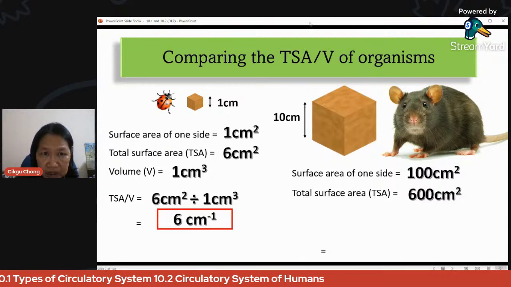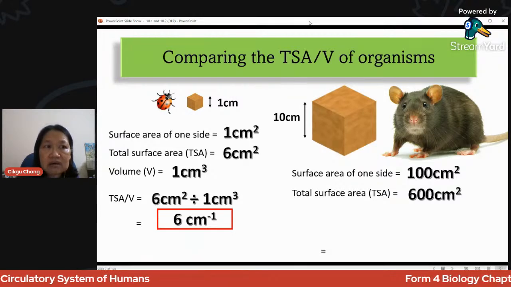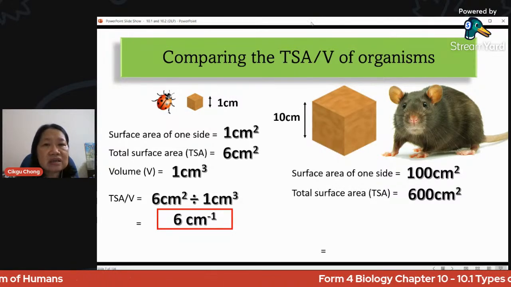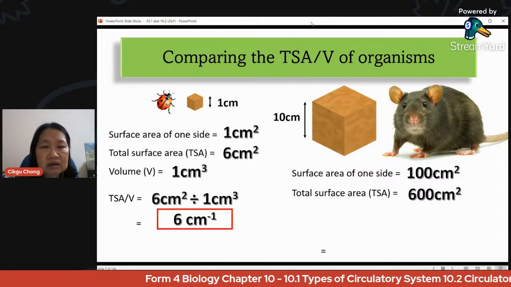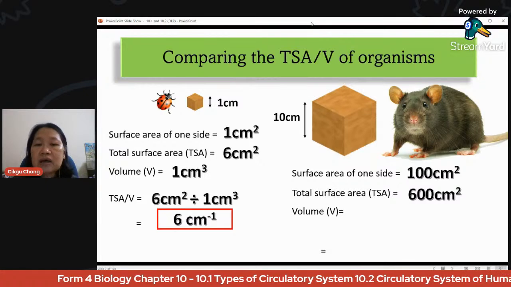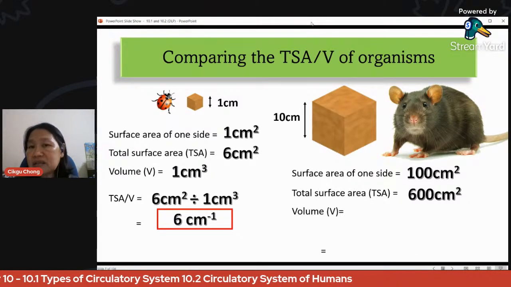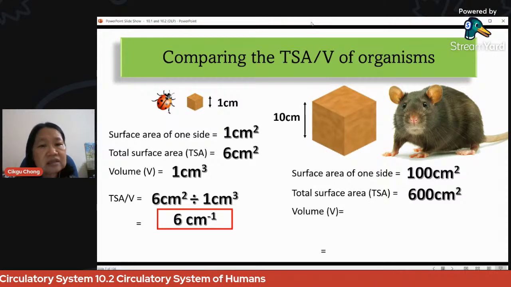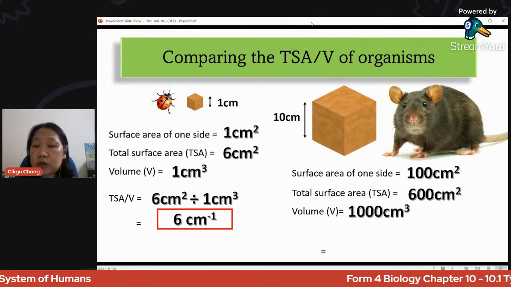Okay, are you following? It's not too difficult, right? This is what you've learned in, I think, Form 1 Maths, to calculate the surface area and the volume of cubes of specific size. Then look at the volume. Let's try to find the volume. Volume is length times width times height. So 10 times 10 times 10, we have 1000 cm cube.